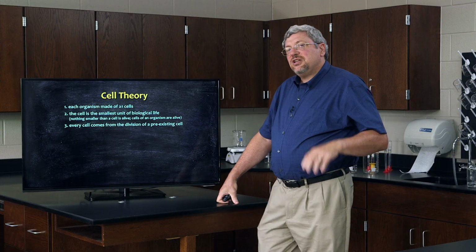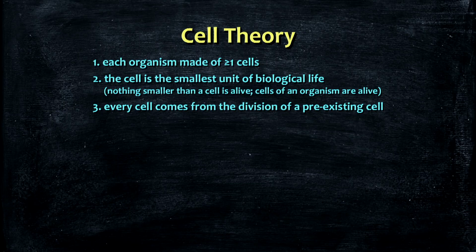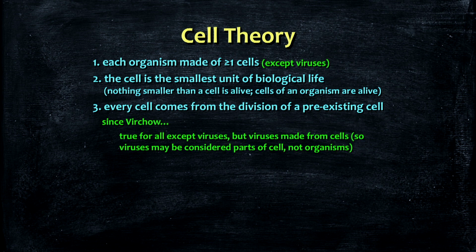The third claim is that every cell comes from another cell. A cell divides to produce a new cell, that cells come only from pre-existing cells. Virchow basically made all of these claims and introduced these claims as cell theory. Since the time of Virchow, for the past couple hundred years, we have verified each of these, except for a bit of a variation.